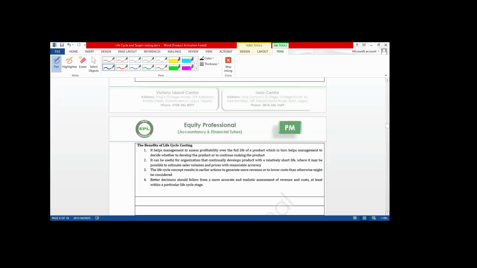Benefits of life cycle costing. One, it helps management to assess profitability over the full life of a product, which in turn helps management to decide whether to develop the products and to continue to make the product. We are able to look at if the product is profitable.